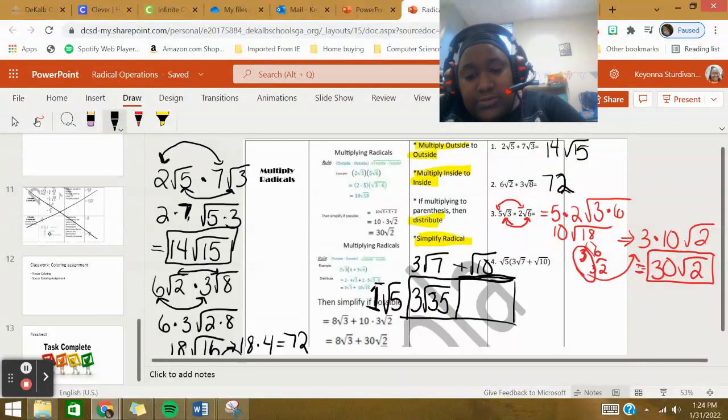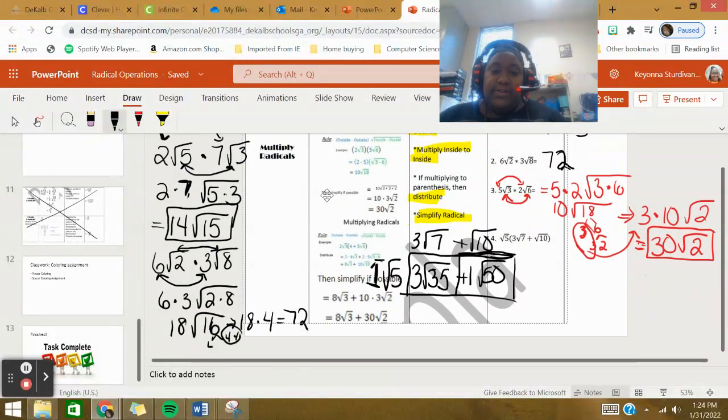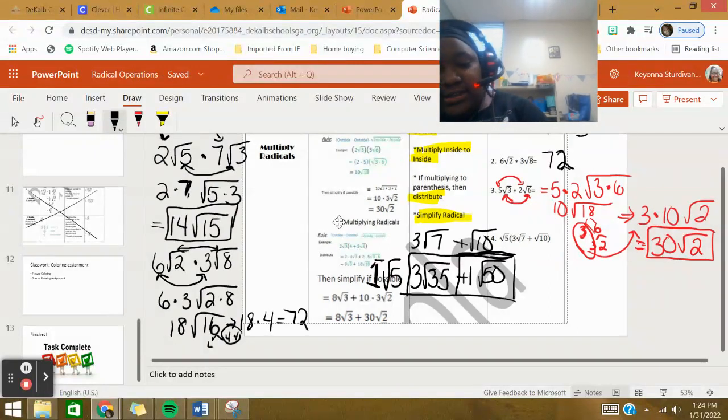1 times 1 is 1. I put the plus here because it was already there. And then 5 times 10 is going to give me 50. So I would tell you that this is your final answer, but the square root of 50 can be simplified. So let's take a look at that. And again, guys, I apologize. I am running out of space, but I'm going to try to fit this on here. Square root of 50 is going to give me 5 and 10, and then 10 is going to give me 5 and 2.